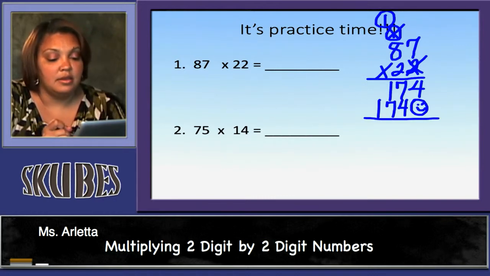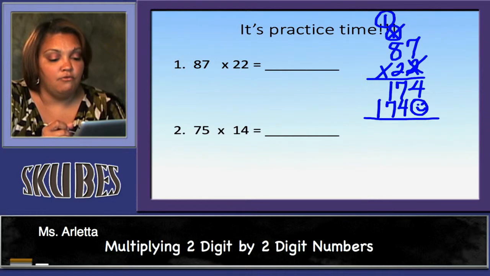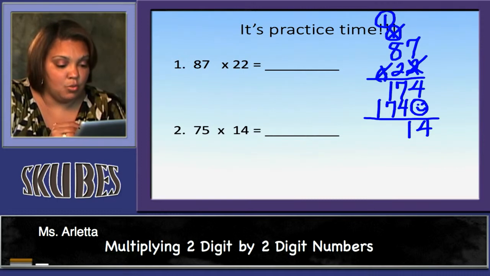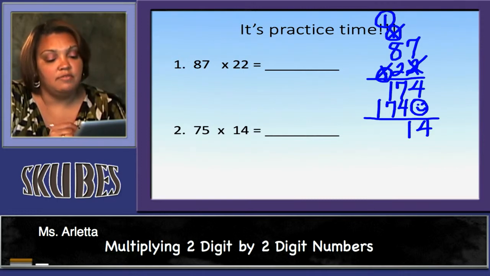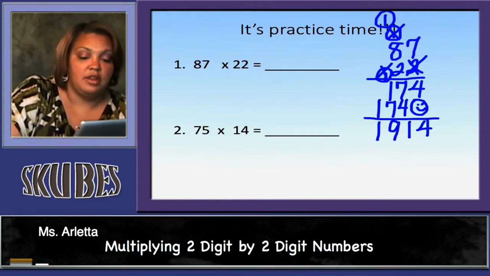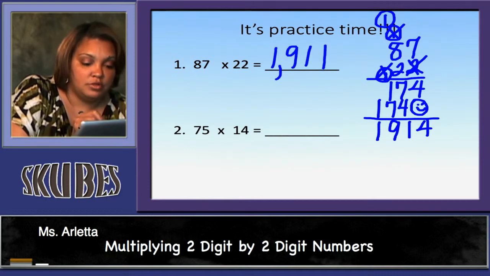Once we add it, first we have to make sure the numbers are directly underneath each other and add. 4 and 0 is 4. 7 and 4 is 11. Carry your 1. 7 and 1 is 8, plus that 1 makes 9, and bring down that 1. We have an answer of 1,914.